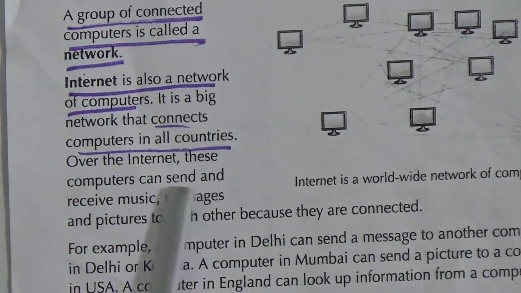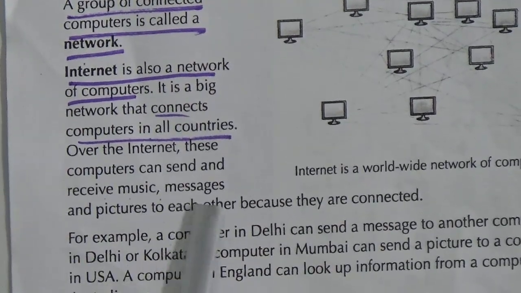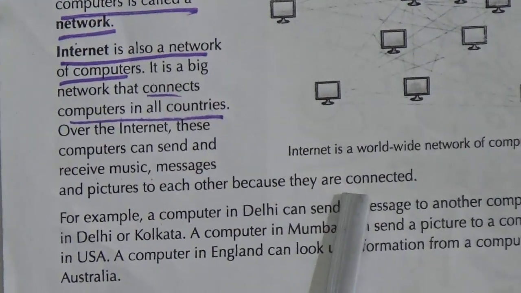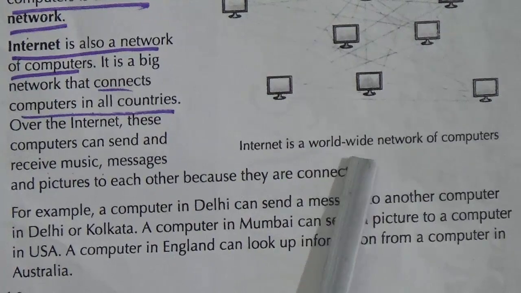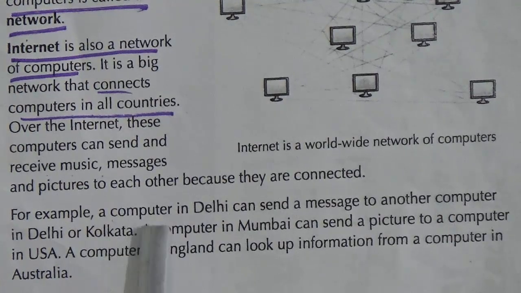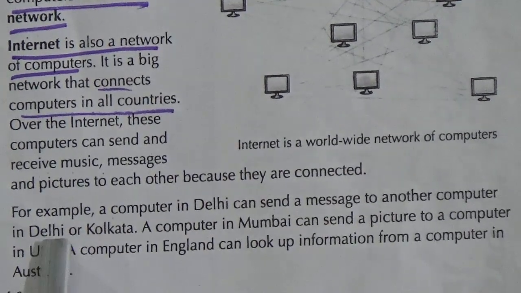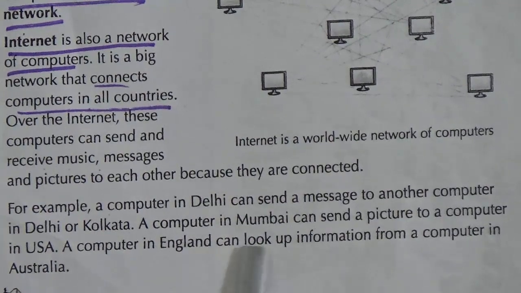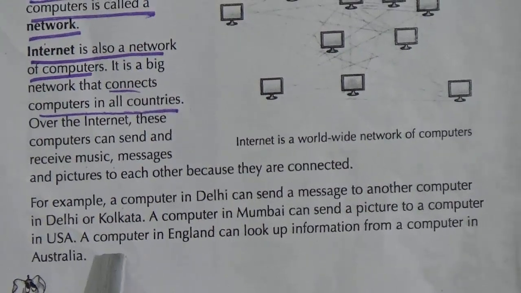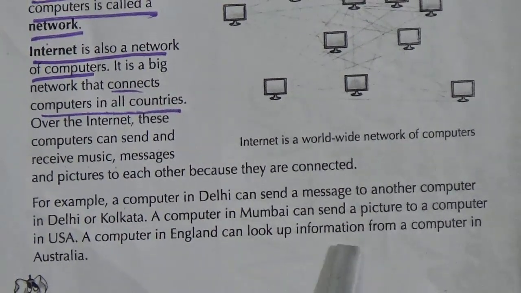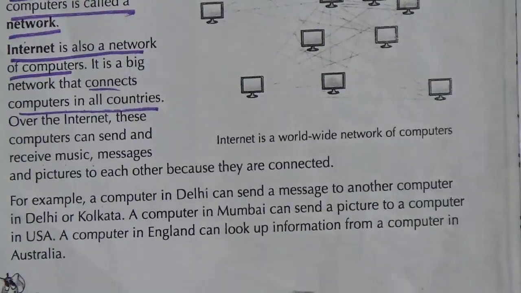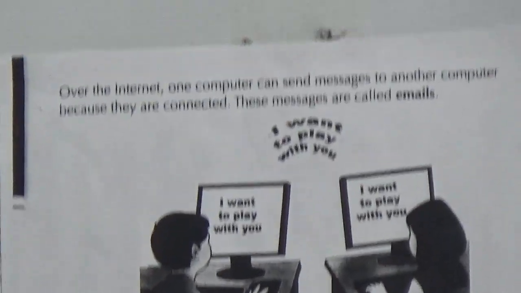So over the internet, these computers can send and receive music, messages, and pictures to each other because they are connected. So internet is a worldwide network of computers. For example, a computer in Delhi can send a message to another computer in Kolkata. A computer in Mumbai can send a picture to a computer in USA. A computer in England can look up information from a computer in Australia. So this is example. Okay. We can move to next page.